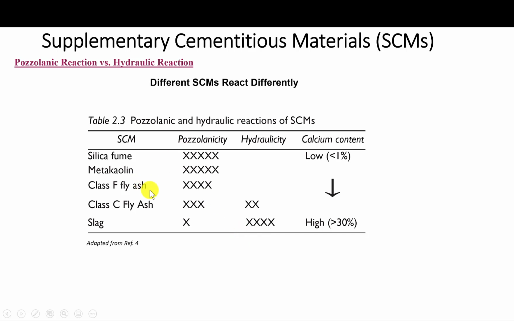As you can see here, the first three materials are purely pozzolanic. Class C fly ash and slag exhibit both pozzolanic activity and hydraulic activity. And again, this is determined basically by the calcium content, which is very low for these first three categories and gets higher as we move here. Slag is the highest amongst these. But again, as I said, it may require an activator in order to work.